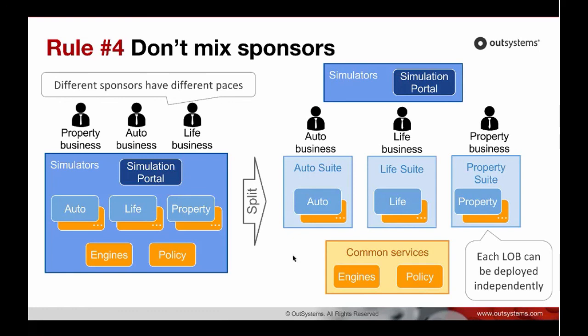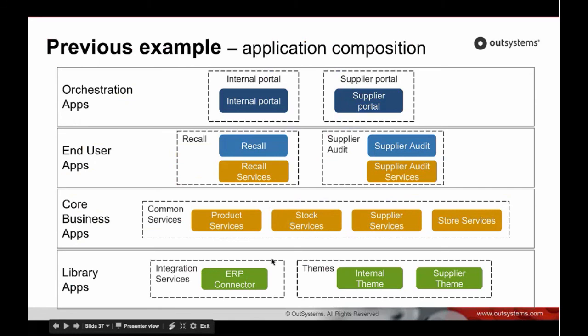Okay, so I think I'm running out of time, and I'm almost done with this slide deck. Let me just revisit the example that we had before. Remember that we had this internal portal, supplier portal, the recall process, the supplier audit process, with all the elements that we identified before. Here again, in terms of application, instead of having only one application, I want to isolate these two applications because they can evolve separately. And these are the common services that are reused by these two applications. Maybe in the future, they might be reused by a third and a fourth and a fifth application.